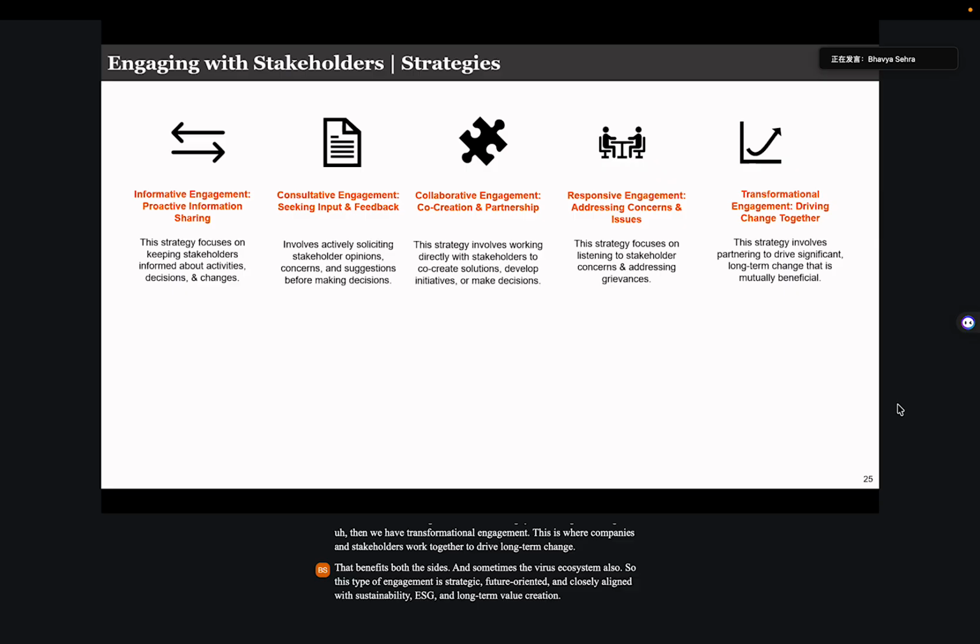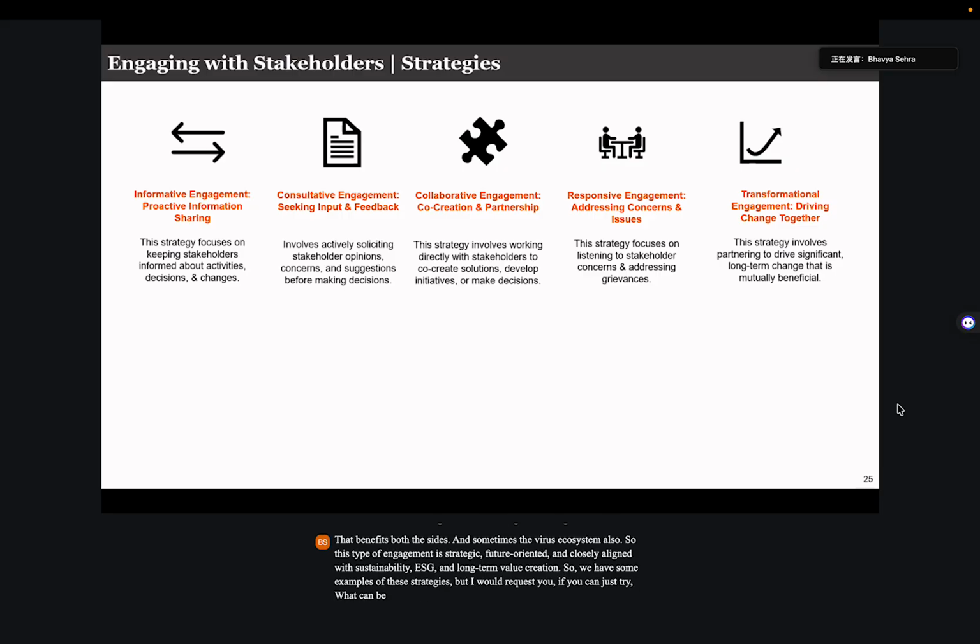So we have some examples of these strategies, but I would request you to try and think what can be an example for each of these strategies. What can be an example of informative engagement? How should companies apply informative engagement? Through which channel, or through which mode?